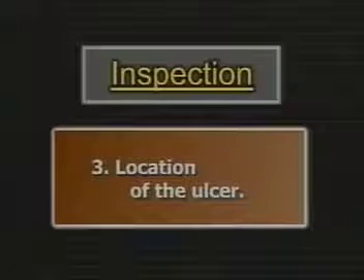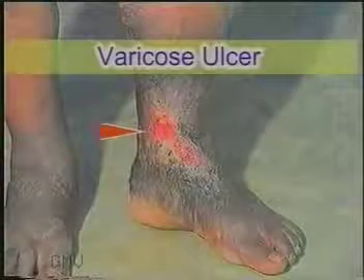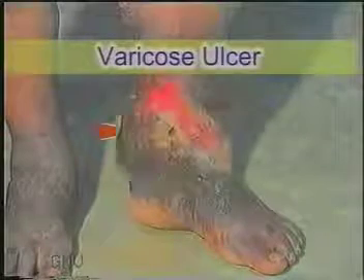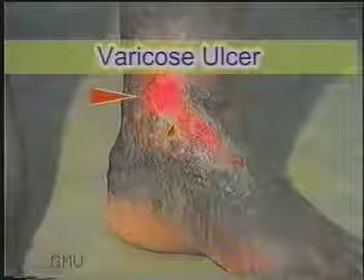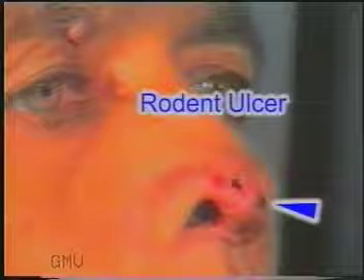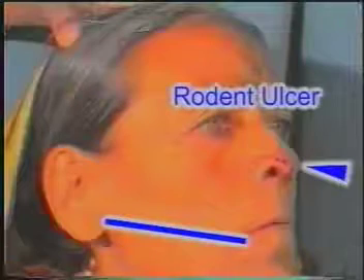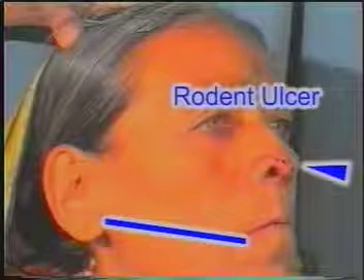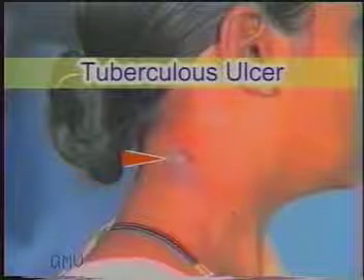Many ulcers have a characteristic site where they occur. For example, a varicose ulcer is located on the medial aspect of the lower third of the leg. Rodent ulcers are confined to an area of the face above the line joining the angle of the mouth to the ear lobule. Tuberculous ulcers are common in the neck over the sites of tuberculous lymphadenopathy.